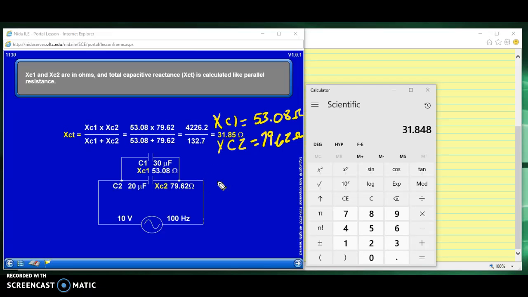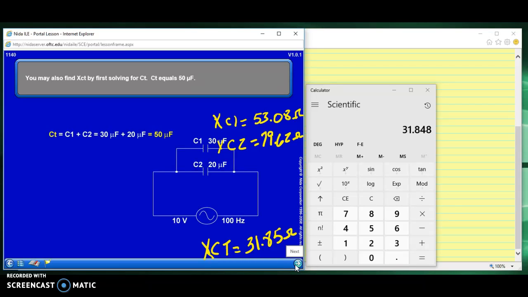So let's write that down, shall we? So I'm going to come kind of down here. So far my writing hasn't gotten in the way. Let's see if we can keep it that way. X of CT, and again I apologize for this pen. Me and Ed are still learning one another. 31.85 ohms. So there we have it. So let's move forward.